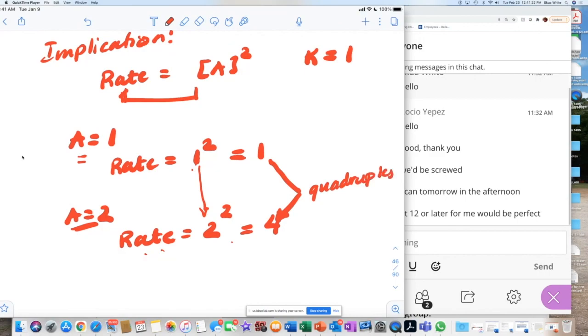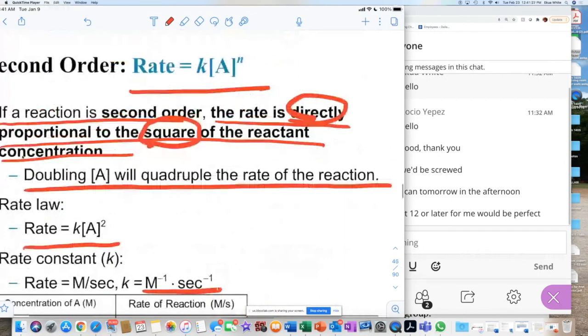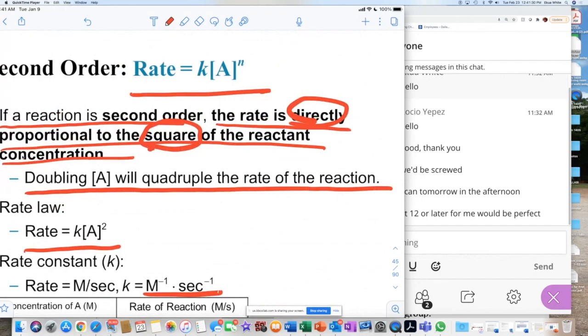Because the relationship here is exponential, not direct, right? They say direct, but they say direct square. So you kind of have to read everything. It's directly proportional to the square. So this square is an exponential relationship, right?